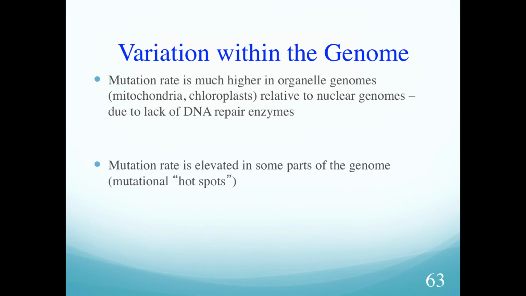It's also worth pointing out that because our mitochondrial genomes are prokaryotic in origin, they have worse error-proofing mechanisms, and so our organelle genomes, such as mitochondria and chloroplasts, have higher mutation rates than the nuclear genome. And then there are some parts of the genome that also can have elevated mutation rates.